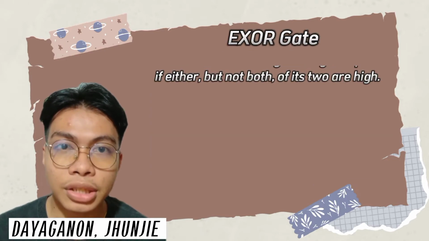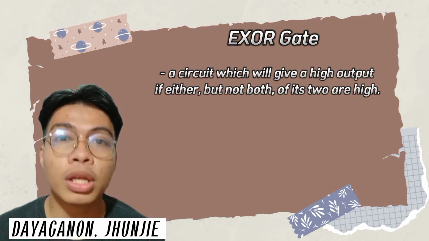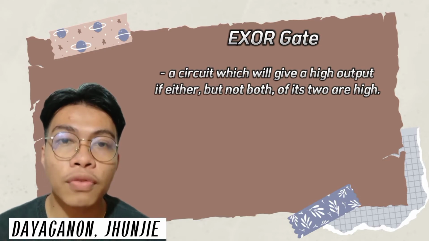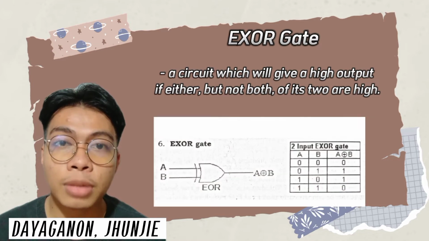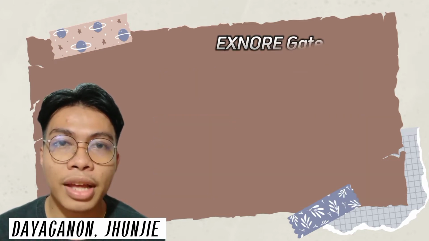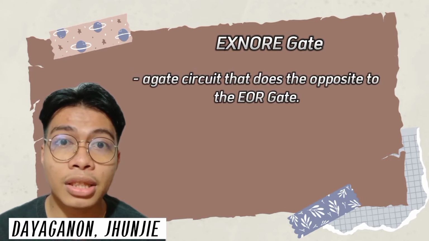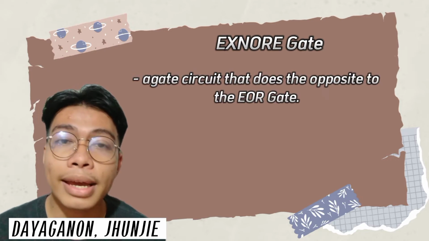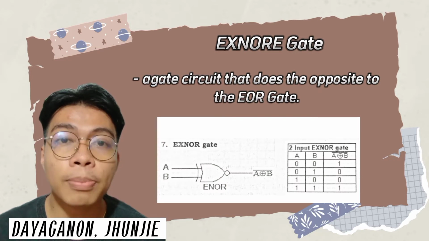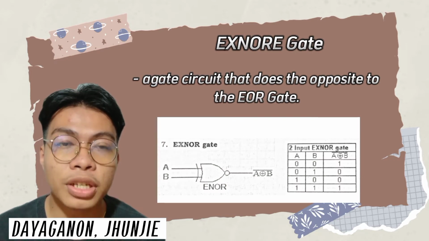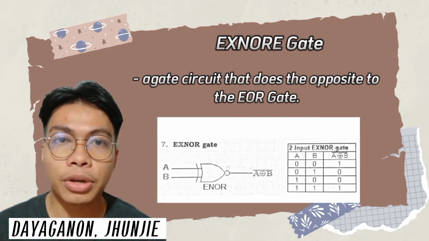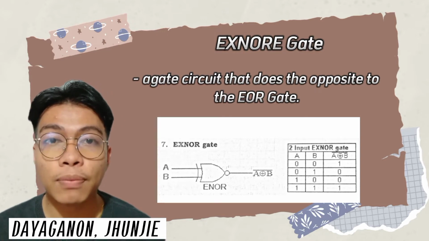XOR gate, a circuit which will give a high output if either, but not both, of its two inputs are high. An encircled plus sign is used to show the XOR operation. 7. XNOR gate, a gate circuit that does the opposite of the XOR gate. It will give a low output if either, but not both, of its inputs are high. In summary, the following figures and truth tables are presented.